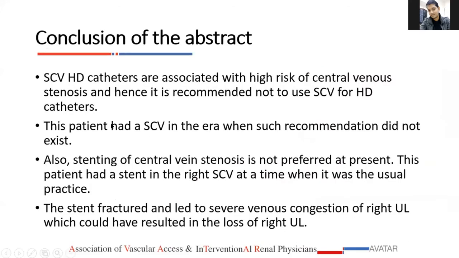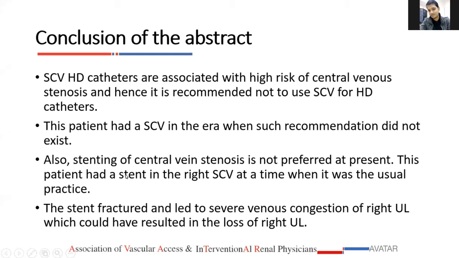This was an abstract which was presented at ASN way back, and what we found is that subclavian catheters are associated with a high risk of central venous stenosis. Hence, we should never use the subclavian vein unless there is no other option. He had this in an era when this was not a recommendation. Also, stenting was not supposed to be done in the present time, it is not a preferred method, but in those days stenting was the first method of choice. And what happened?